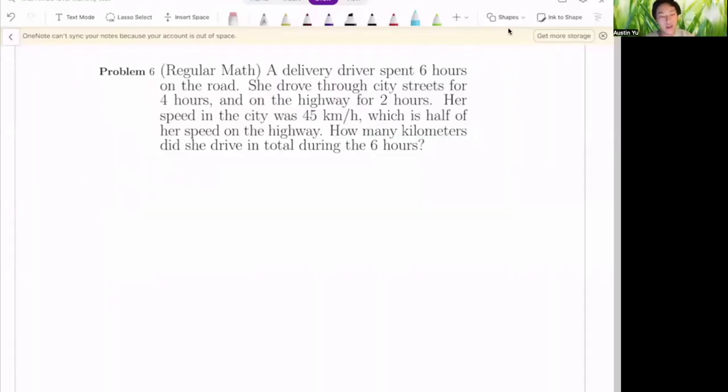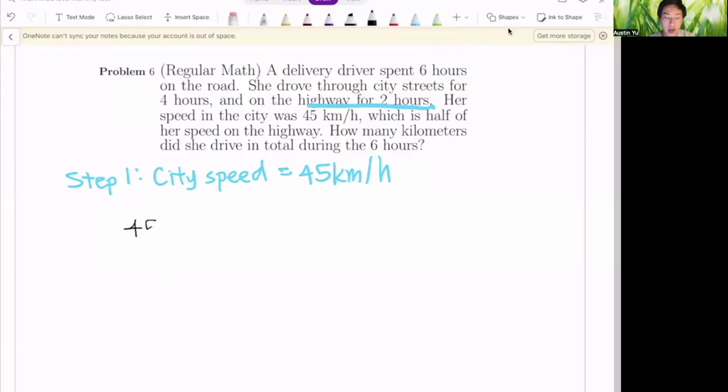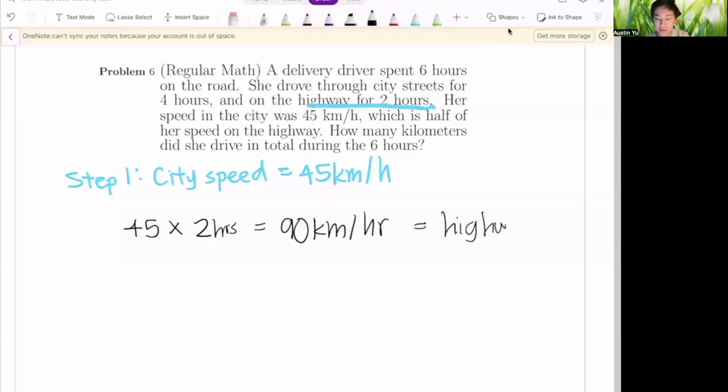So step 1, let's establish the city speed. The city speed, according to the problem, is 45 kilometers an hour. Which means that the highway speed must be 45 times 2, which equals 90 kilometers an hour. And this is her highway speed.